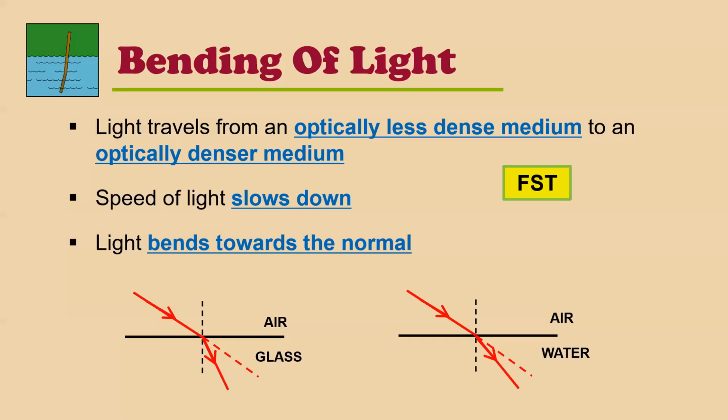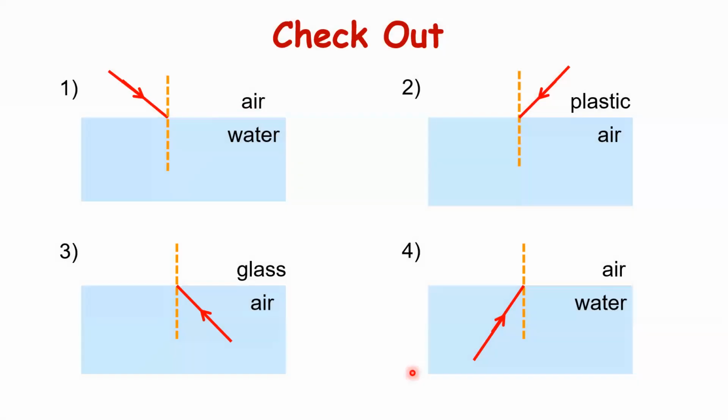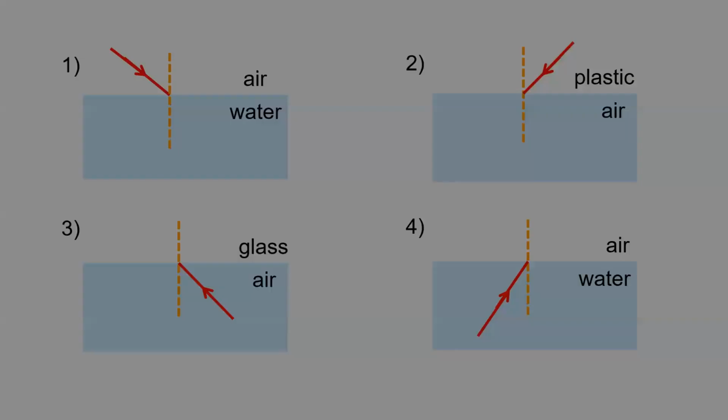So I will have this. And then vice versa, when I speed up, you can see from glass to air is less dense, so the speed will be faster. Whenever I speed up, I'll bend away. When I slow down, I'll bend towards. So instead of going through straight, I bend away, further away from my normal. Okay, so you may try out these few examples.